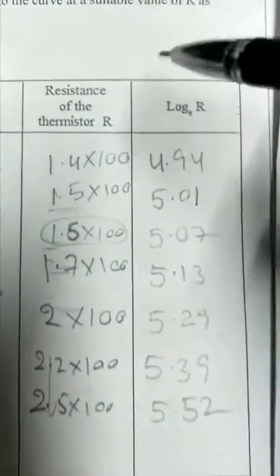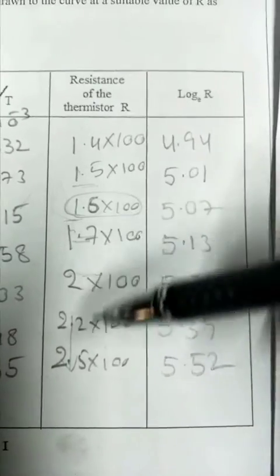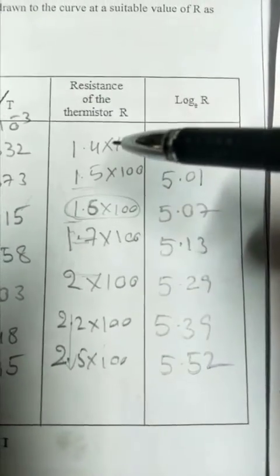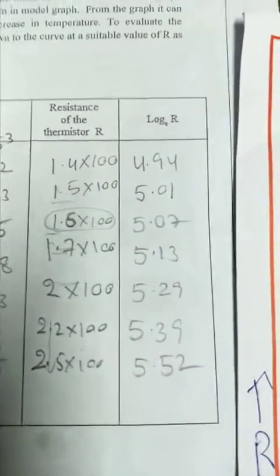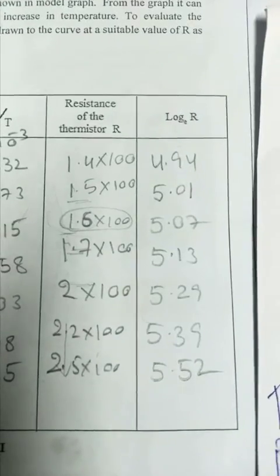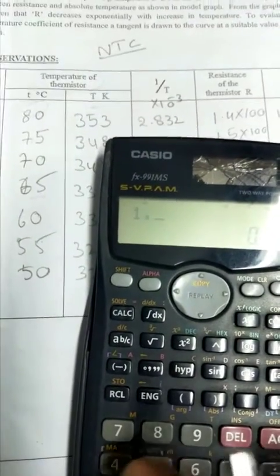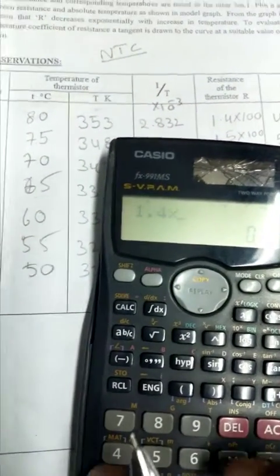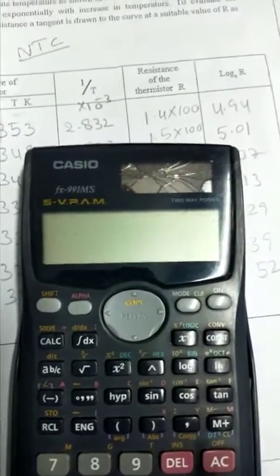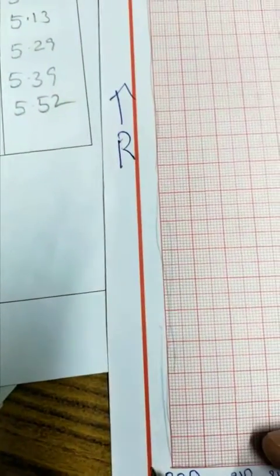Similarly, I will go for the y-axis. On the y-axis you have R values. 1.4 means 1.4 into 100, so the point goes to 140. Is it correct? Check once using the calculator. 1.4 into 100, what do you get? The answer is 140. Correct? Now the starting value is 140.